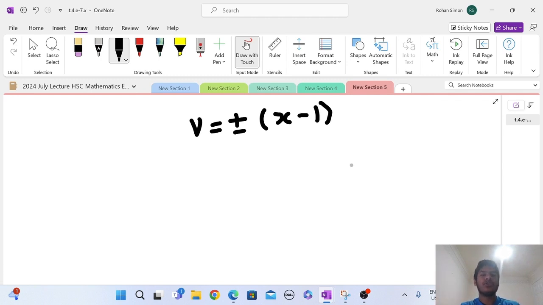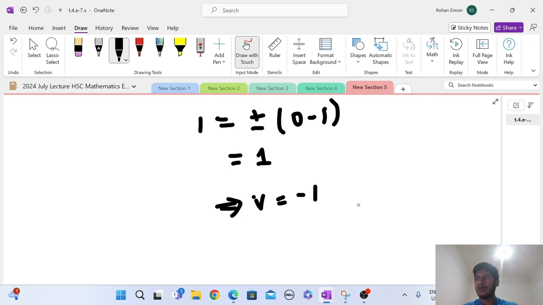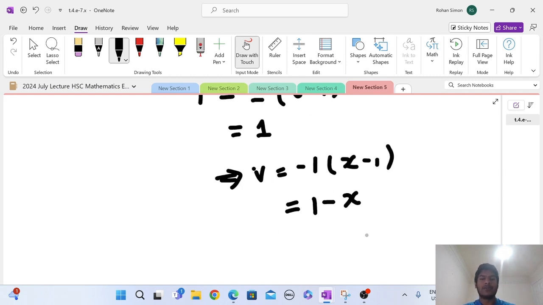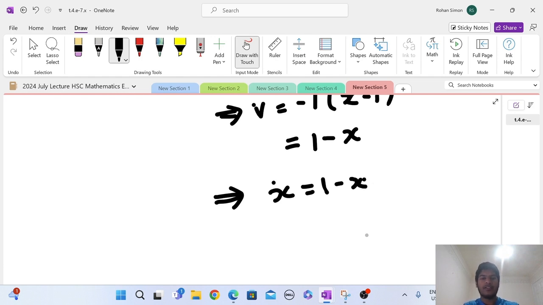So we get v equals 1 at x equals 0. So we get plus or minus 0 minus 1 equals positive 1. Well, that clearly means we're going to take the negative case, right? So that means if we want 1 coming out of that expression, we're going to take the negative case. So we get v equals negative x minus 1. Or if we redistribute the minus sign, we end up with 1 minus x. And that was the expression we're looking for. So we end up with v, or x dot, either way, is equal to 1 minus x. And so we're done with part 1.